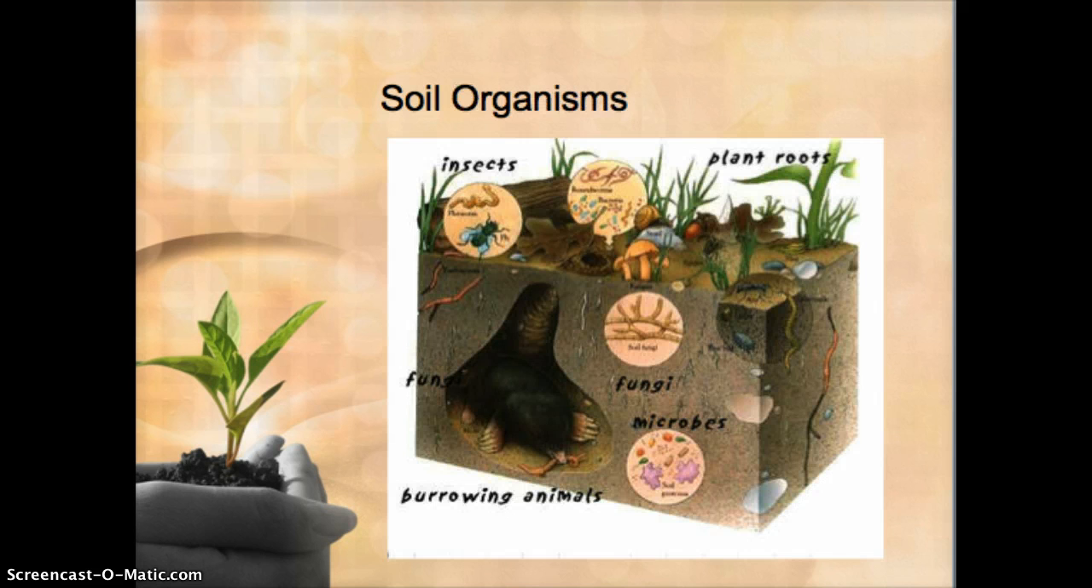Here are those soil organisms. What could they be? They could be different fungi. You can see worms, moles, insects, plant roots, any type of burrowing animals, microbes. All those things are good things that are helpful to making the soil form and help break down that organic matter and also the rock material.